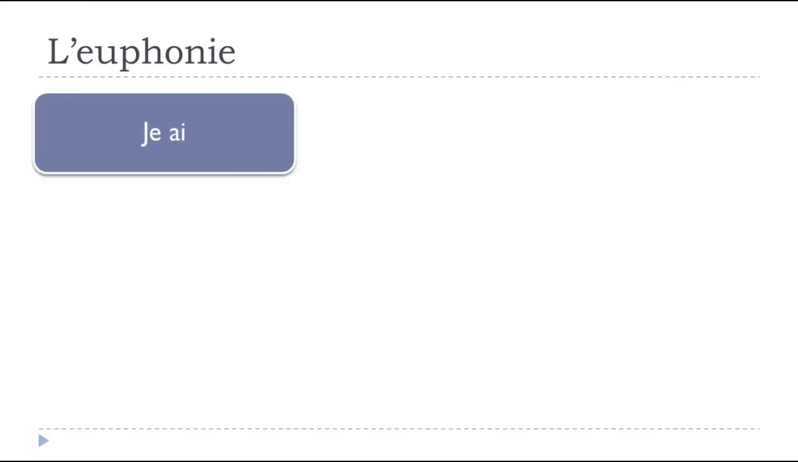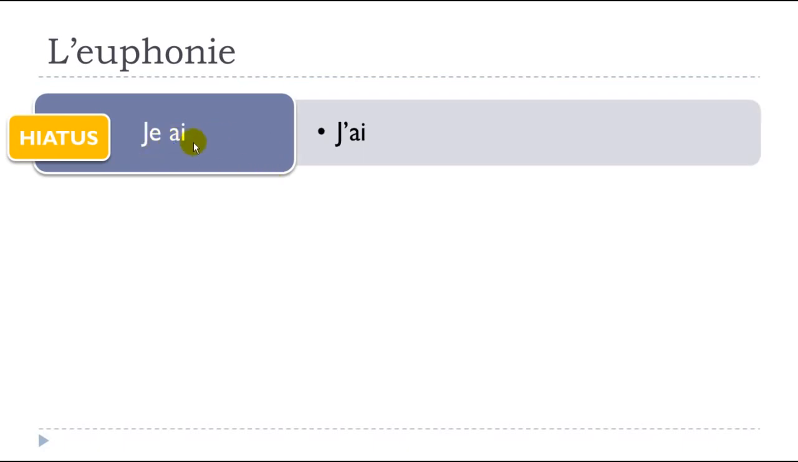And we've been seeing that quite many times before. When we've got this je ai form, for instance, we get what we call a hiatus. Okay, so it's quite a difficult word, but it does mean that you've got two vowel sounds that belong to different syllables, okay, and so they don't get along, and that's the main reason why we will have to modify it. We will have to take away this E here, and we will get this j'ai.